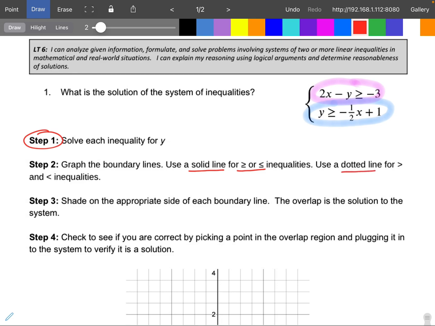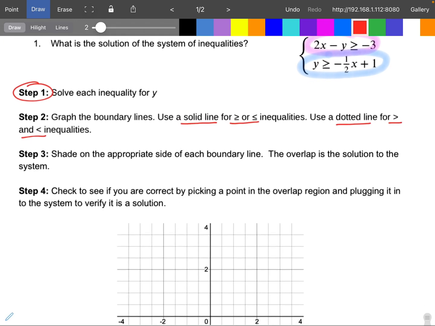We're going to use a dotted line for the ones that do not have the equal to bar. Once we have the two lines graphed, then we're going to have to shade. So we're going to shade on the appropriate side of each boundary line. So in the first one, we're going to look at, are those y values bigger or smaller? Would I shade above or below that line?